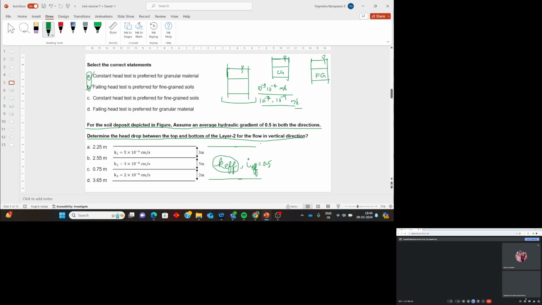K effective is equal to 3.06 into 10 to the power minus 4. You are getting, that is right. 3.06 into 10 to the power minus 4. Now in vertical flow, which will be constant? I will be constant or Q will be constant?